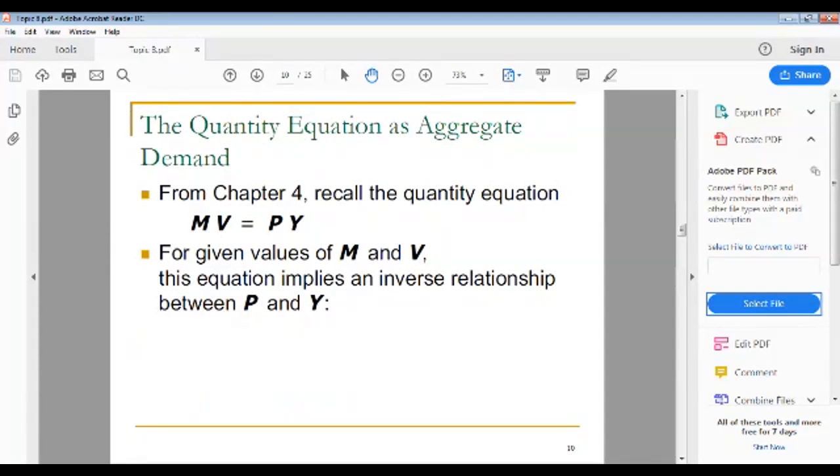Okay, so we know this equation already, MV equals PQ or PY, doesn't matter which one you use. Then when we assumed the fixed values of the money supply, M, velocity, V, the price level, P, and Y being the real GDP, if we assume that the money supply and the velocity of money are constant, then we see that these two are going to be inverse to each other, P and Q, or P and Y. Right, if one goes up, the other has to go down because it still has to equal M times V.